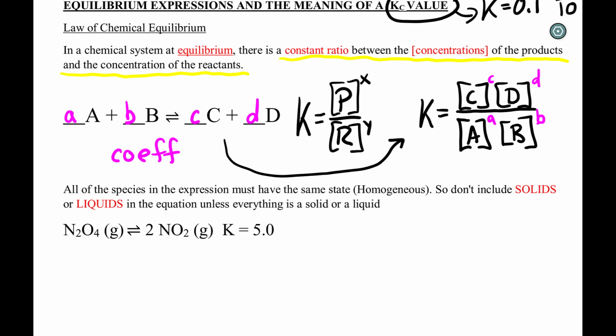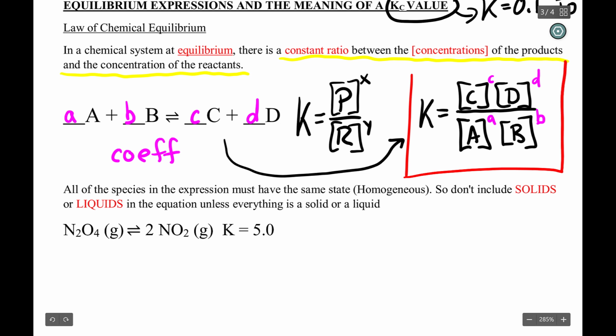Now, something I do want to talk about before we get to using numbers is how do I know what can and cannot go into this expression? It's really important that you understand at this level of chemistry, we are only going to be doing homogeneous equilibrium systems, which essentially means everything must have the same state. So they all have to be aqueous, or they all have to be gases, or they all have to be liquids, or they all have to be solids, etc.